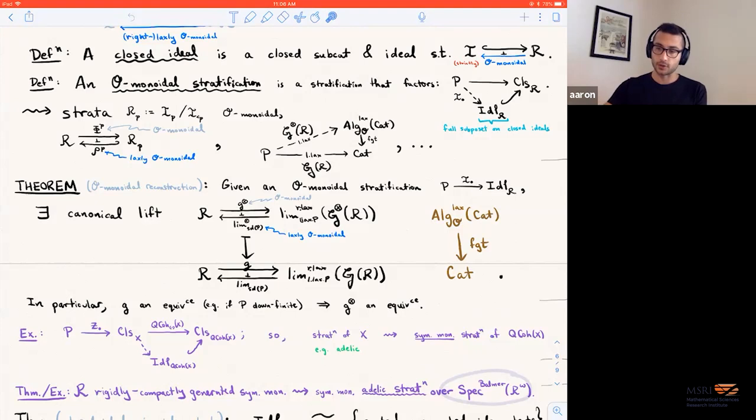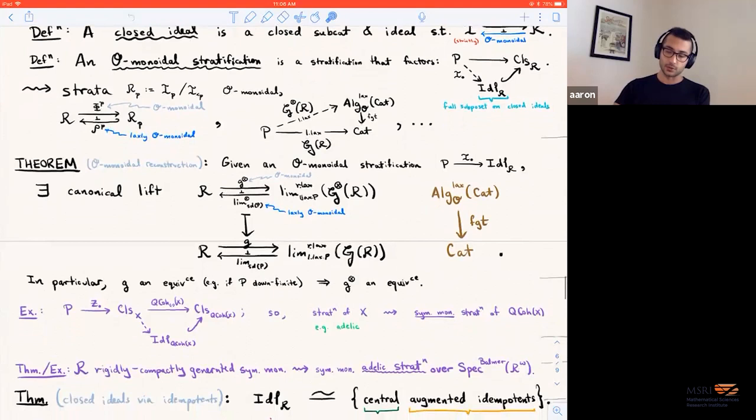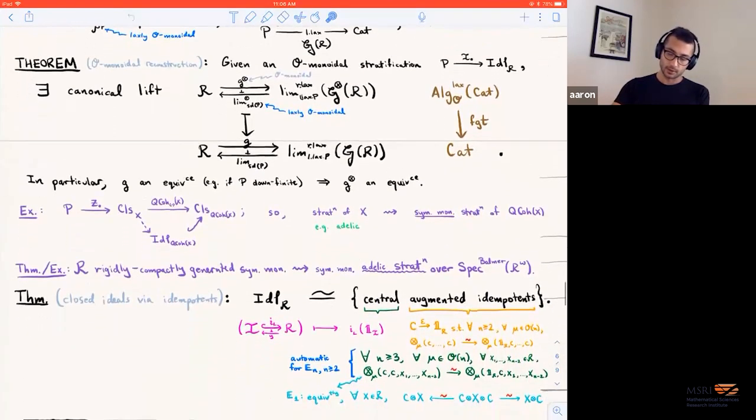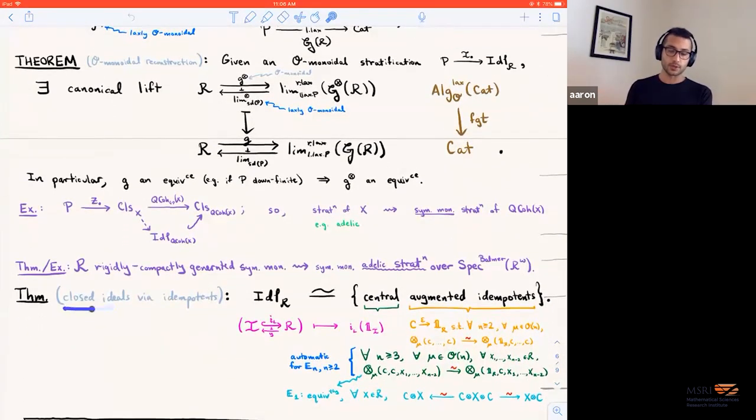So then here's the thing I was just alluding to a moment ago, an alternative description of ideals. Closed ideals can be described in terms of idempotence. The main point, and then there are a few easy corollaries, is that a closed ideal corresponds to a certain object, the inclusion of its own unit object.